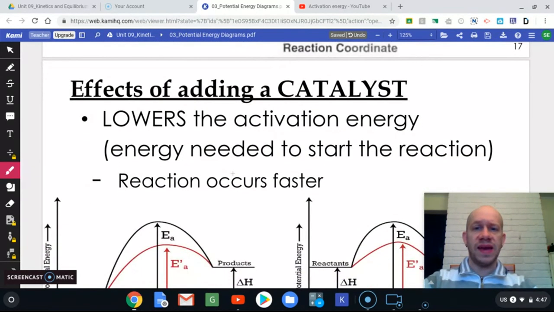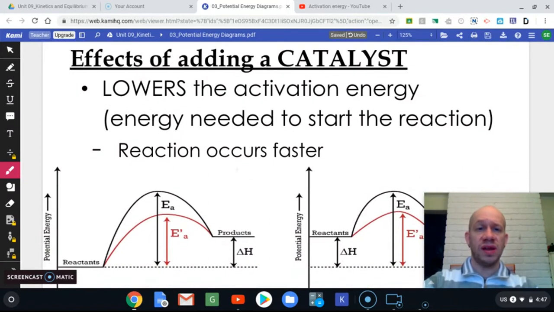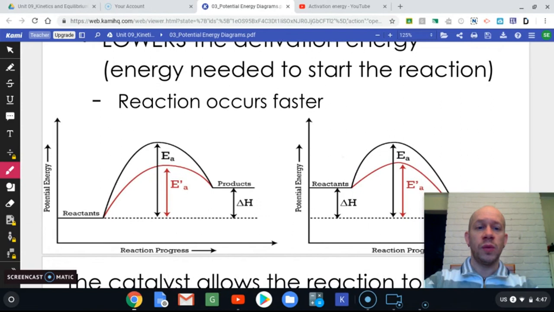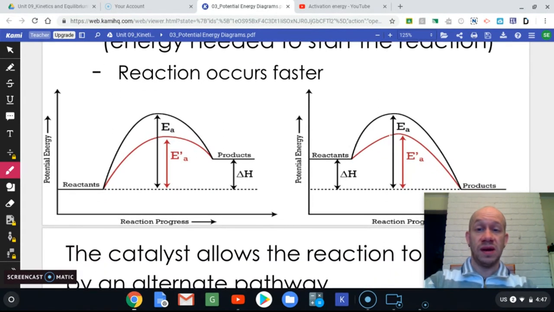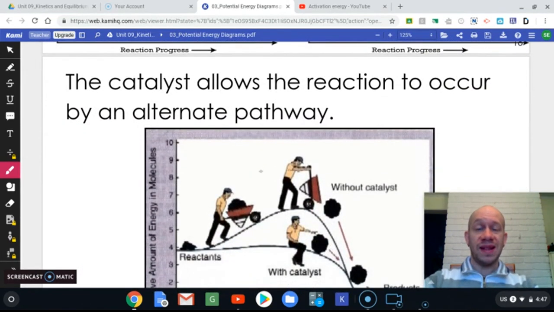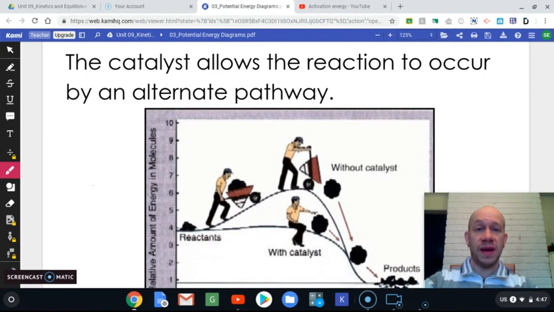The effect of adding a catalyst is that it lowers the activation energy. That's why the reaction can go faster. That activation energy is the energy needed to start the reaction, and therefore the reaction occurs faster. When we draw it on a potential energy diagram, the reactants start at the same place and the products end at the same place. However, the distance from the bottom of the reactants to the top is lowered. That's how you would draw the effect of a catalyst on a potential energy diagram.